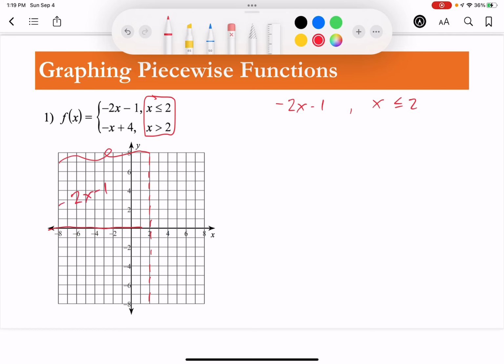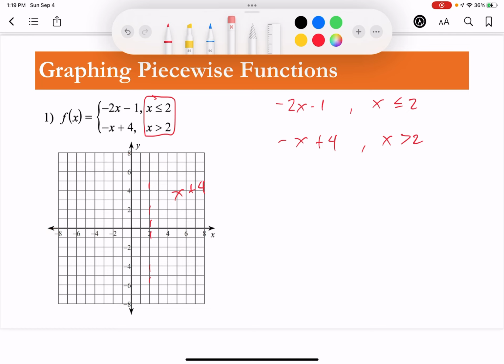And then you will be graphing negative x plus 4 daw sa domain na x is greater than 2. Ibig sabihin, greater than 2, so mas malaki sa 2. Ibig sabihin, sa right side naman siya. So we will be expecting that the graph of negative x plus 4 will be contained on the right side of 2. Okay? O gusto ko lang malaman nyo kung saan tayo mamaya mag-graph. Okay? So let's now start graphing the function.